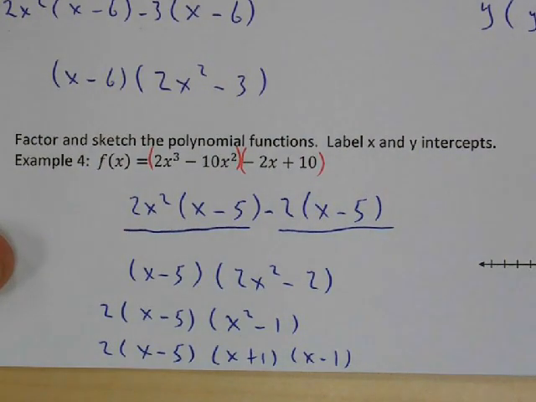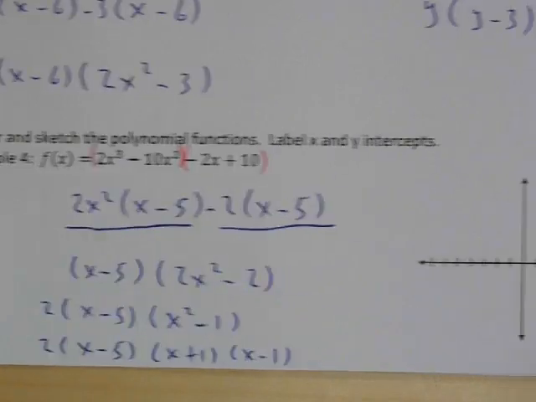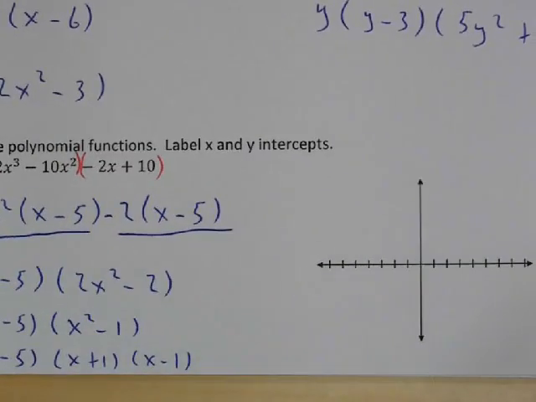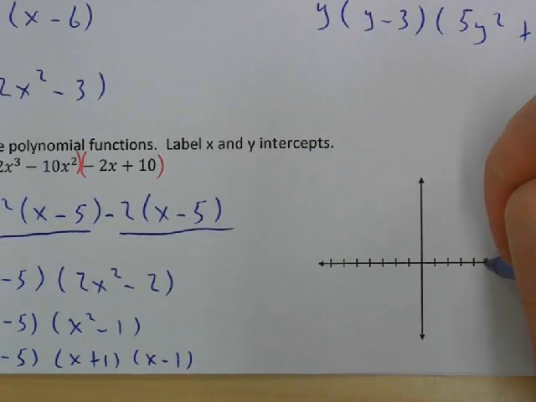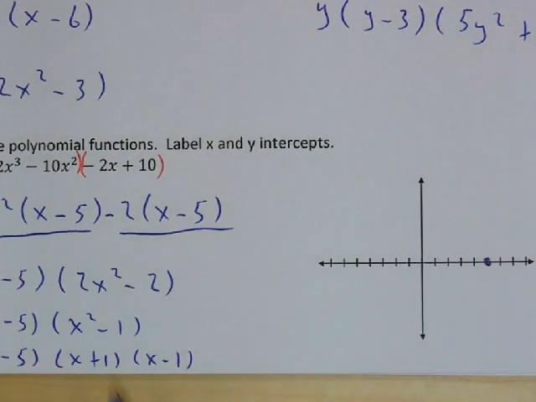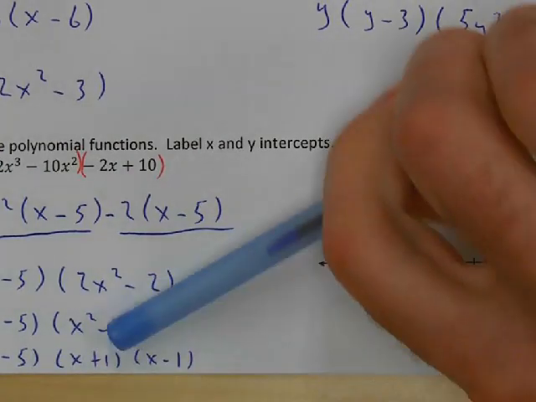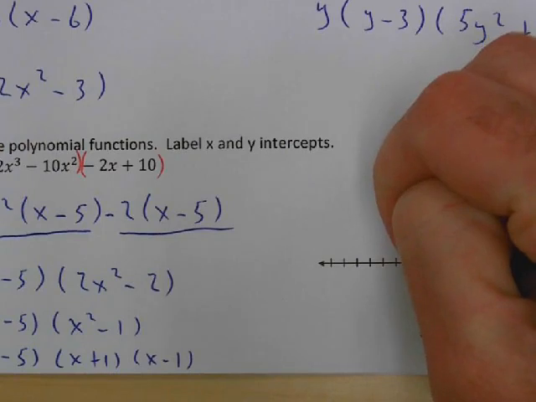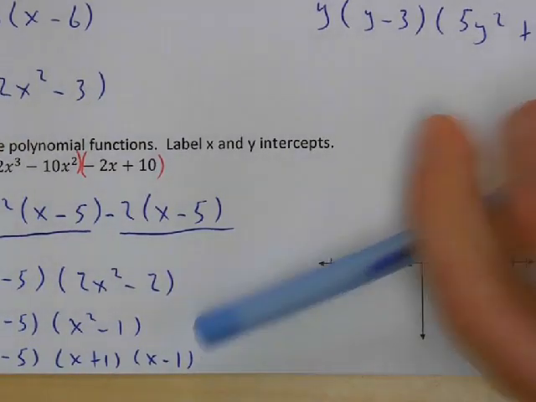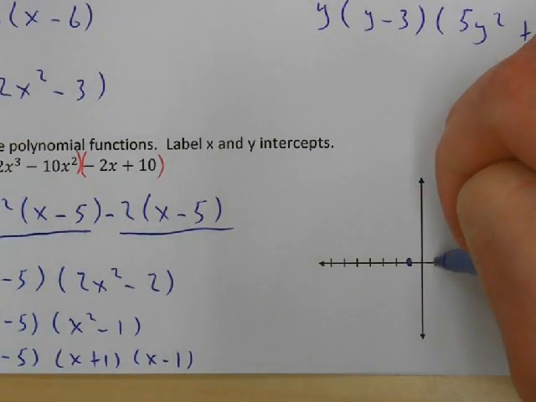Now that we've factored it, we can graph this. Since I have a factor of x minus 5, I'm going to have an intercept at positive 5. So 1, 2, 3, 4, 5. Since we have a factor of x plus 1, we're going to have an intercept at negative 1. And we've got a factor of x minus 1, so we're going to have an intercept at positive 1.